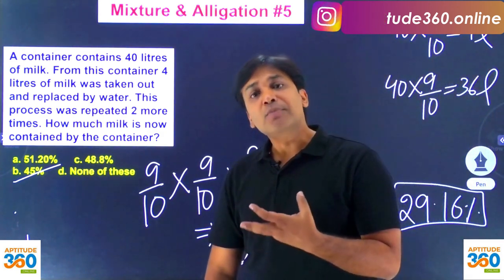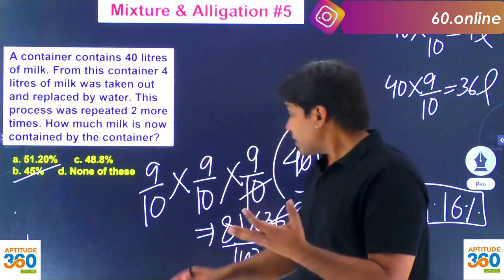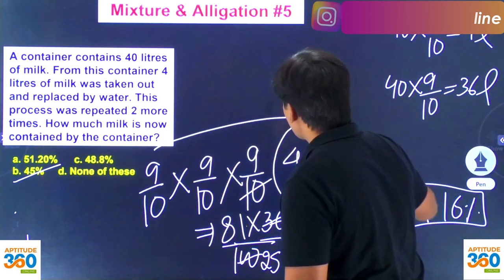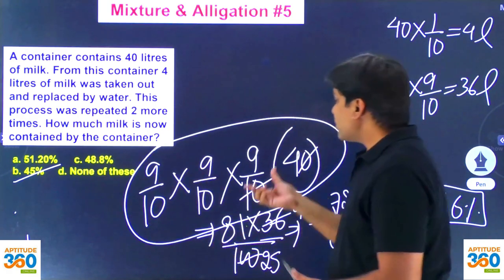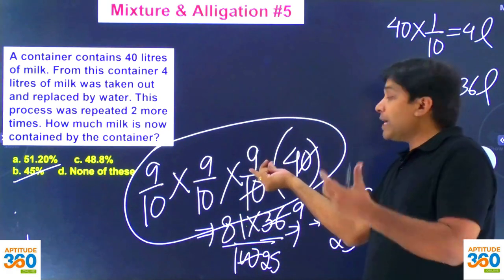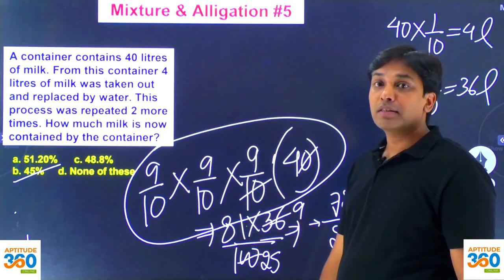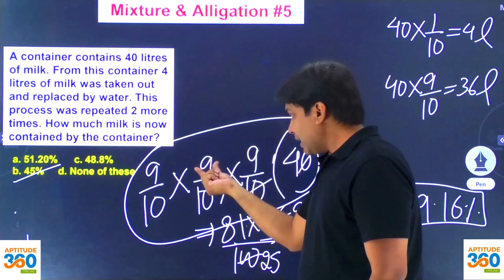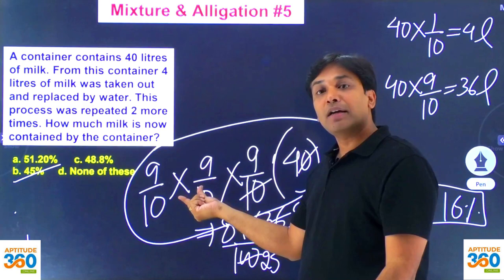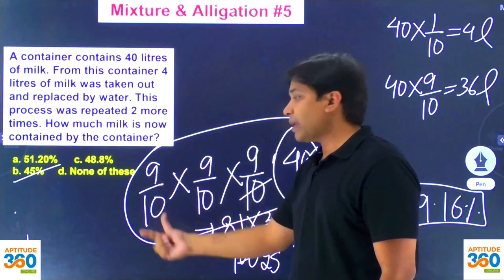So what is the method that you are learning? The method is this. If 1/10 is getting replaced, the multiplying factor is 9 by 10. And then again 1/10 is getting replaced. So this is the multiplying factor.